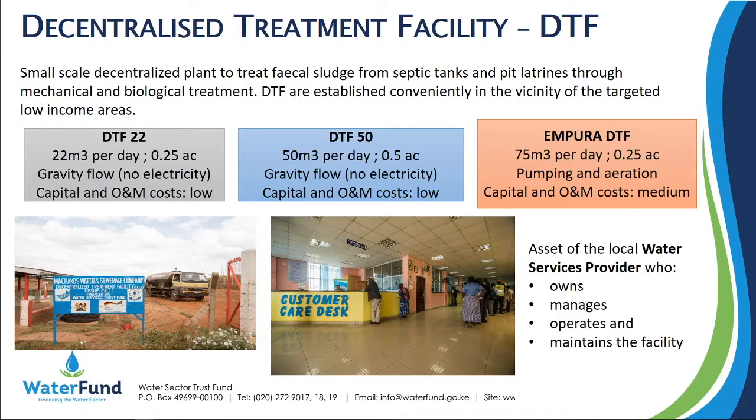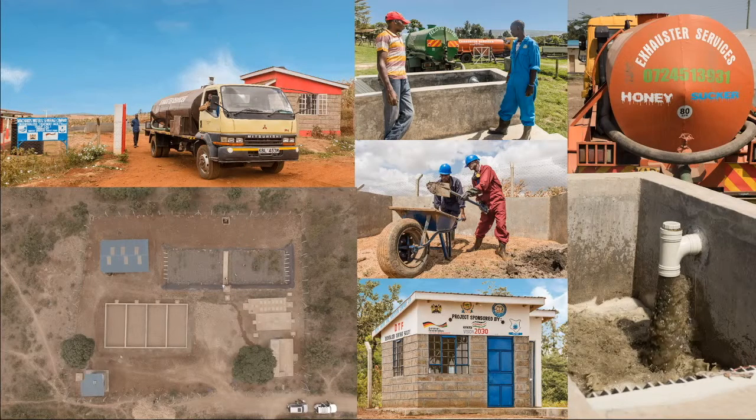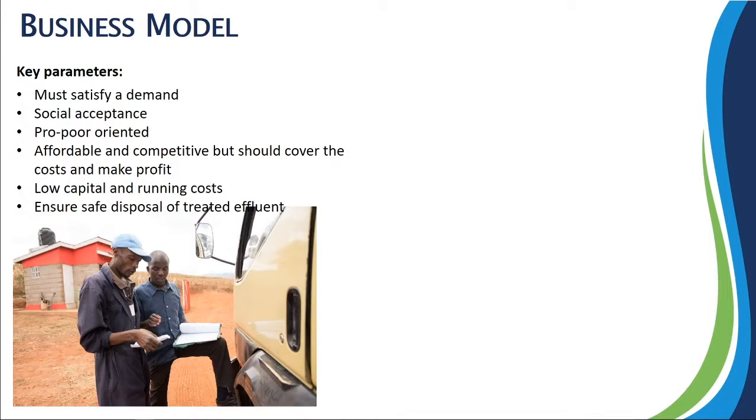Then we also have another one that is actually 75 cubic meters per day. This one came in as a result of the environmental factors. We found that our DTF required a slope, such that these other 2 DTFs could not work in areas where it was flat. So we came up with one that treats 75 cubic meters per day. So these are the DTFs that we have. That is the layout that you can see there. We have one of the vacuum tankers that is going to empty, and then you can see some of the people that are working at the DTF.